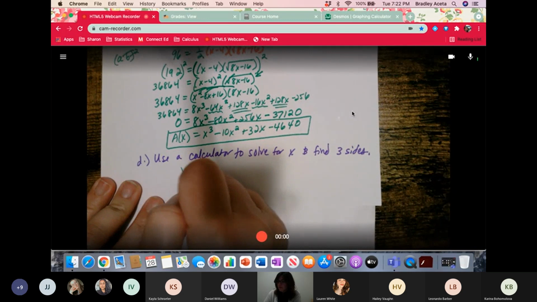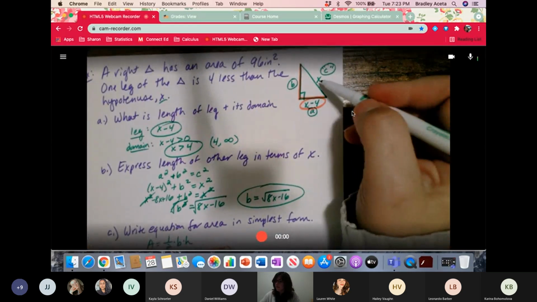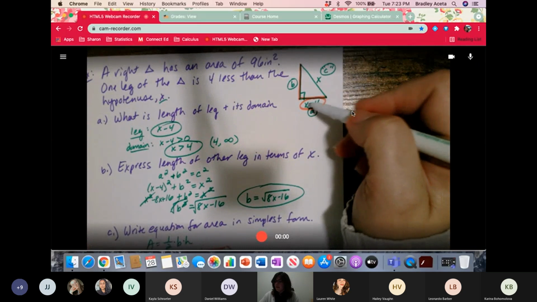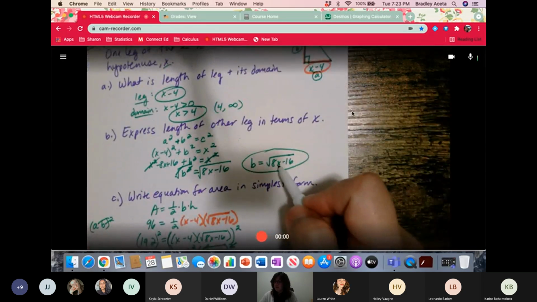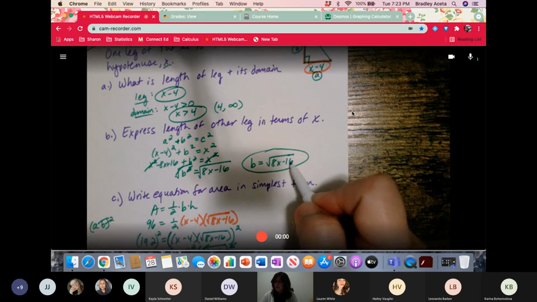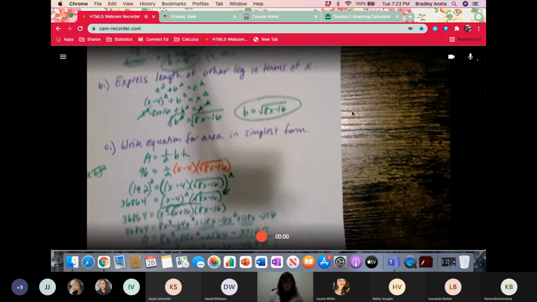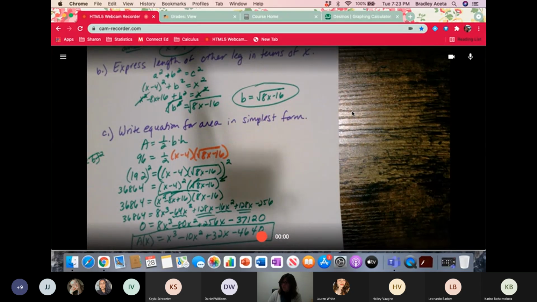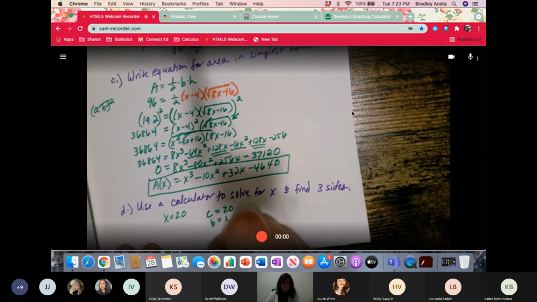so x equals 20. So if x is 20, then you can plug it right back up in here. This would be 20. This would be 20 minus 4, which is 16. And then to find b, you do 20 times 8 minus 16 and take a square root. So it's a 12. So c is 20. Oops, you can't see it. C is 20, b is 12, and a is 16.